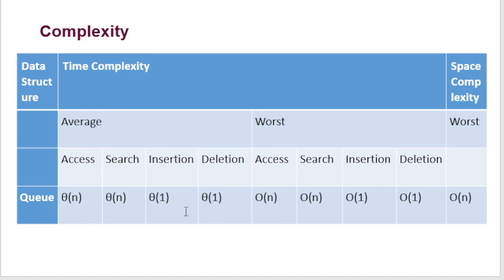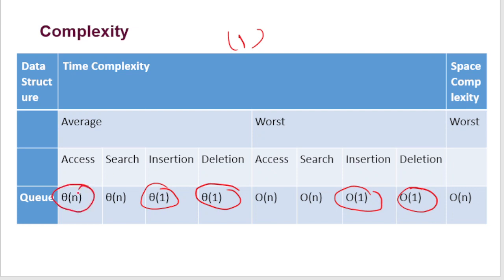So these are the things you need to learn, this table. We will see insertion, and the worst case and average case. Insertion has complexity of O(1). Same is for deletion. For access we have O(n), and for search also. So these kinds of things are there. You just learn this table and it will be helpful for your questions in the exam.